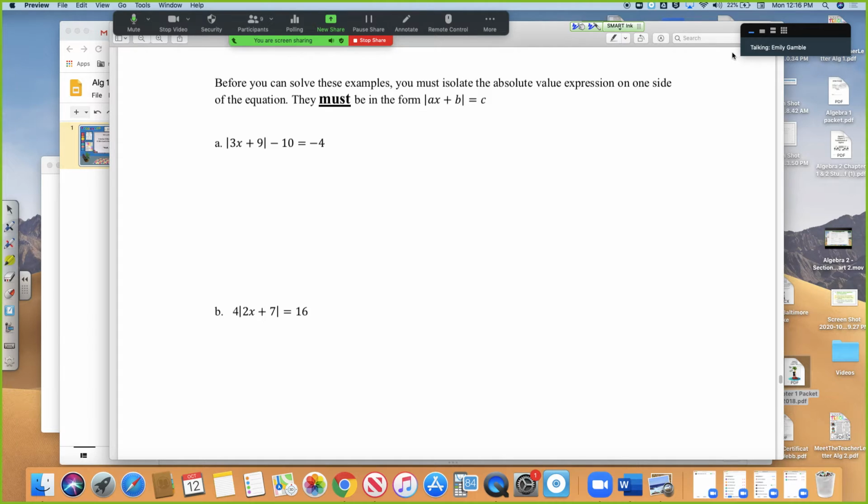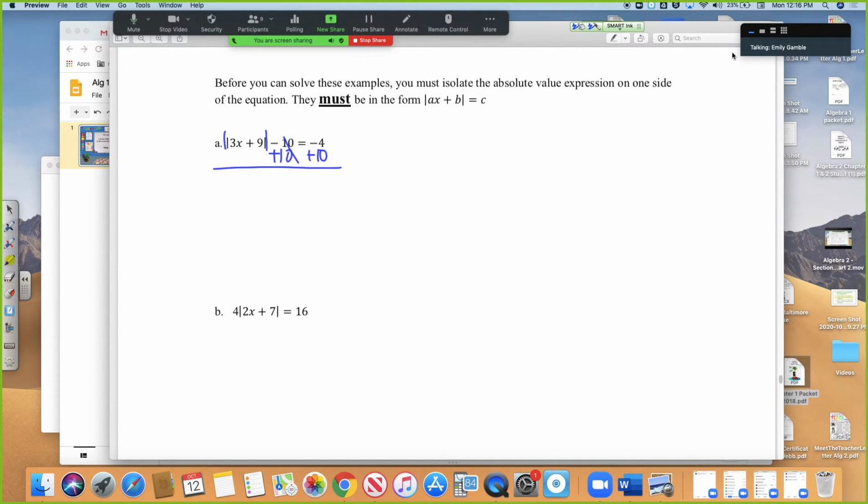So before you can solve equations, you have to isolate the absolute value bars. That means that when you go to solve these, there can be nothing added, subtracted, multiplied, or divided outside of the absolute value. So this says the absolute value of 3x plus 9 minus 10 equals negative 4. I need to get rid of that minus 10 before I can do anything. So the first thing I'm going to do is isolate the absolute value bars, which means get these by itself. To do that, I have to add 10 to both sides.